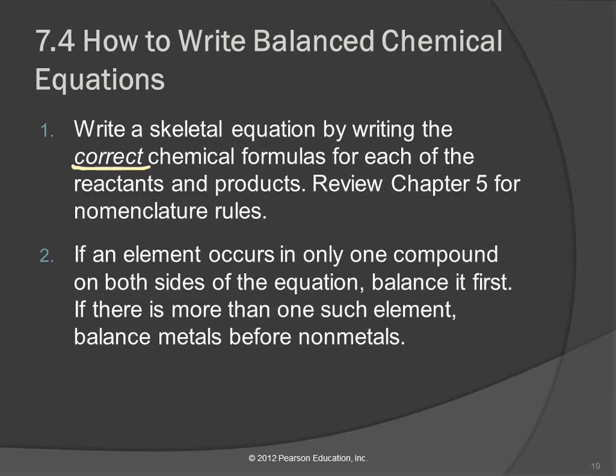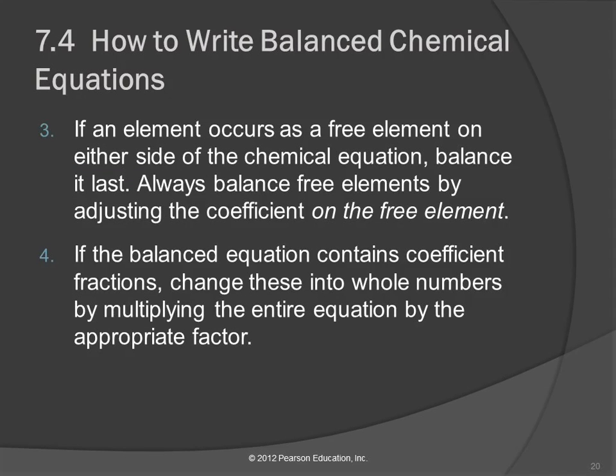Then what we're going to do is it's called balancing by inspection, which means you look at it and you balance it. And there are different approaches. So we can kind of give you a guideline for how to approach it, but there's no hard and fast rule. So one guideline is that if there's an element that occurs in only one compound on both sides of the equation, do that one first. If there's more than one, balance metals before nonmetals. So some of you might appreciate that guideline, and if you just ignore that, it's usually okay.